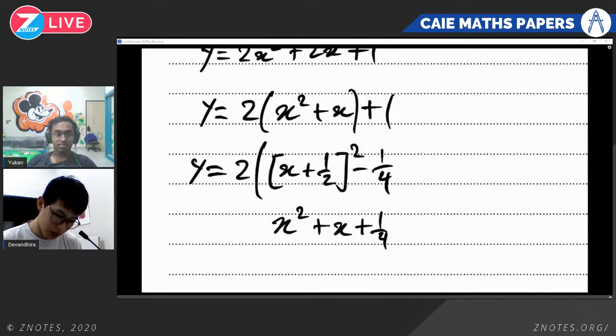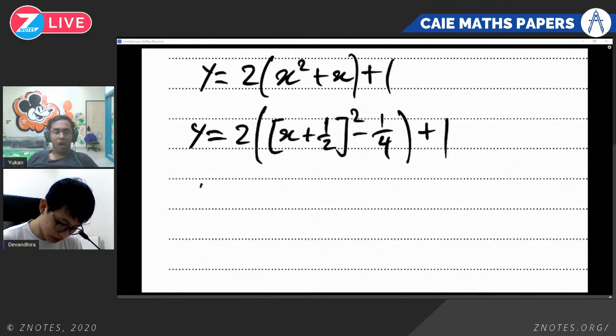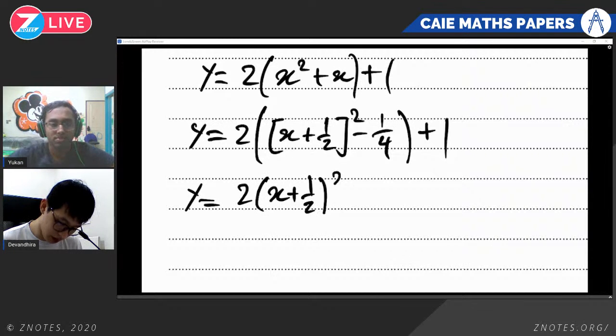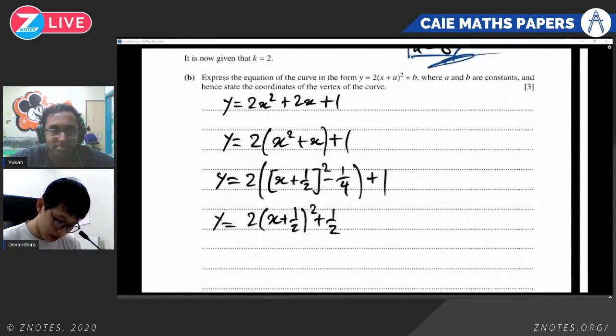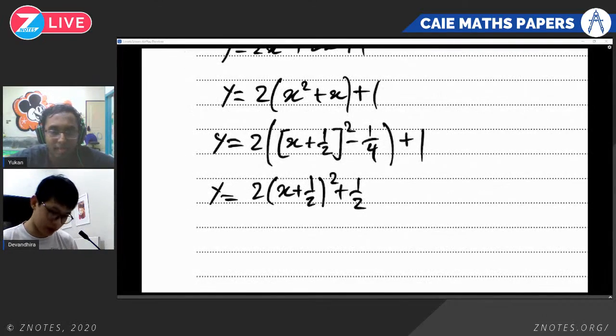Mm-hmm. But the thing is, we don't have a plus 1/4 in here. There's no plus 1 over 4 here, right? That's why you have to subtract it. And yeah, then let's continue. And we can simplify everything, just expand it to x plus half squared minus a half plus 1. Minus a half plus 1, that's just plus a half. So plus a half. Right.